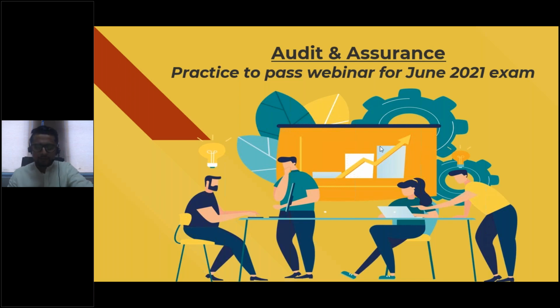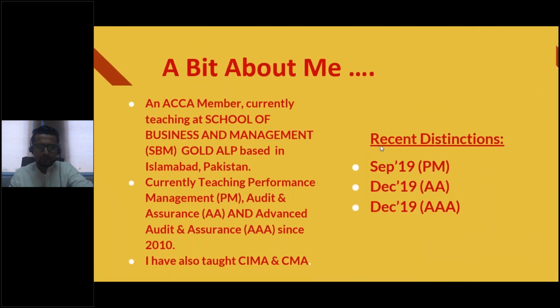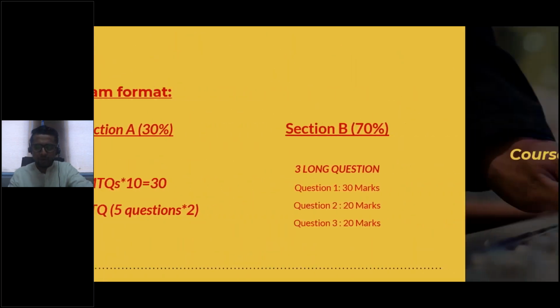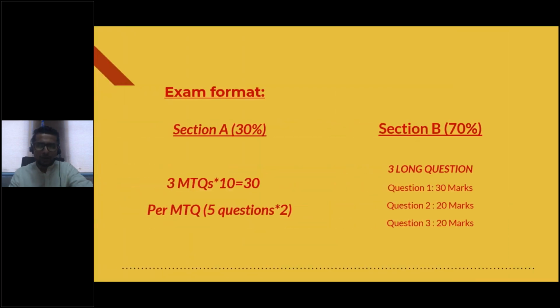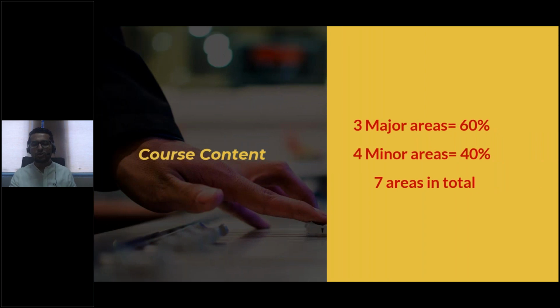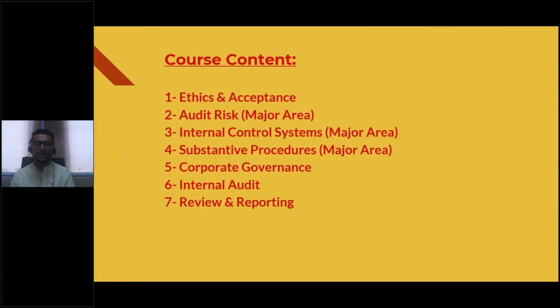Okay guys, as you all are familiar, we have two sections in the exam: 3 MTQs in section A, and 3 long questions in section B. As far as course content is concerned, we have 3 major areas. On day 1 of this webinar, we covered audit risk along with a minor topic, ethics. On day 2, we covered internal control systems, another major area, along with a minor area called corporate governance.